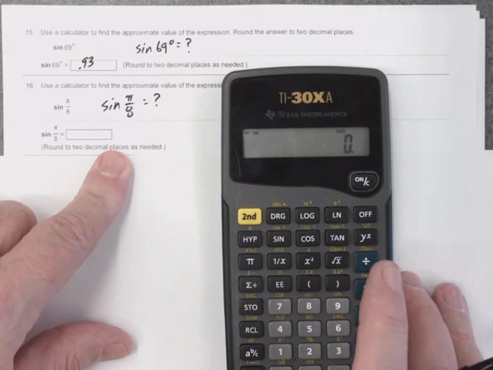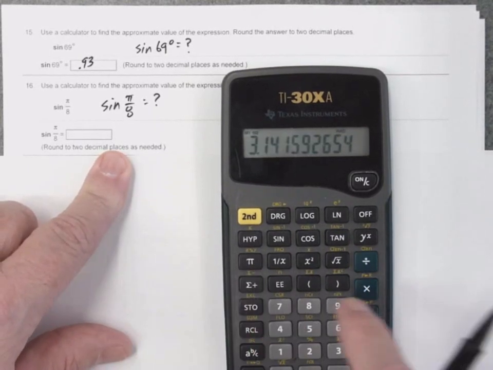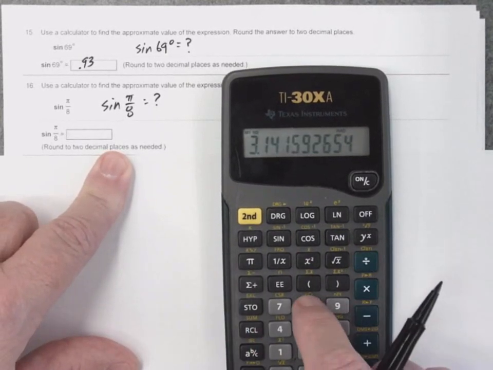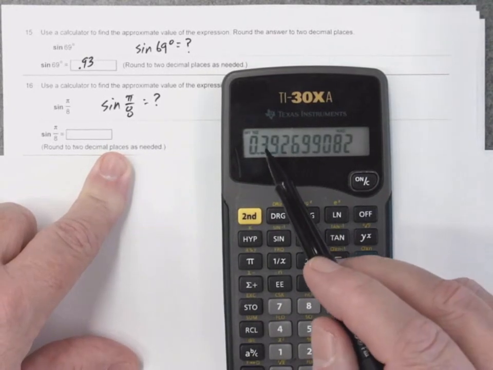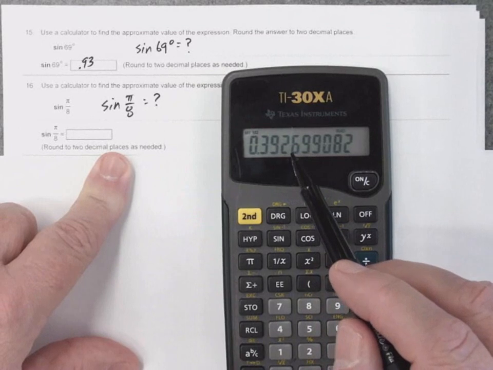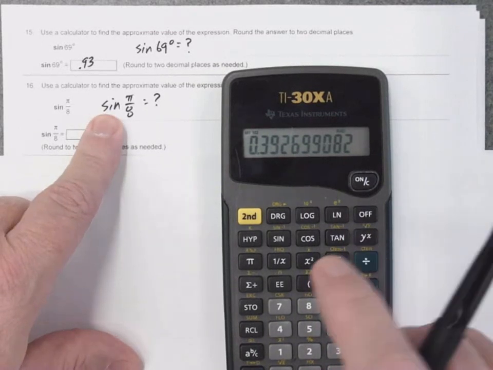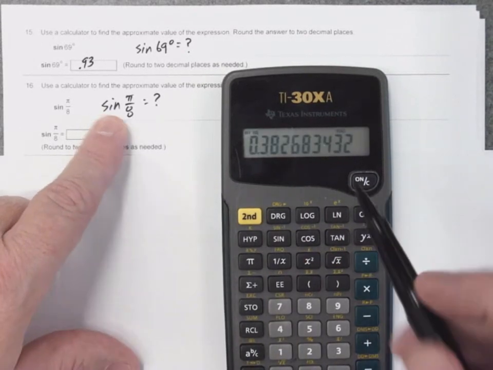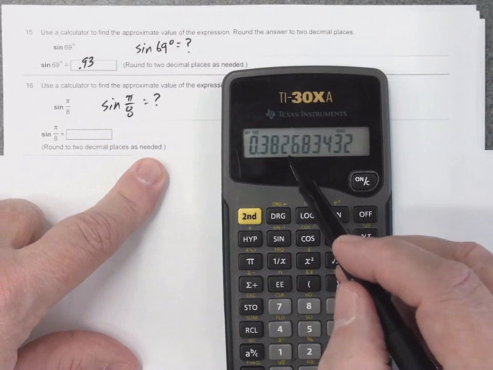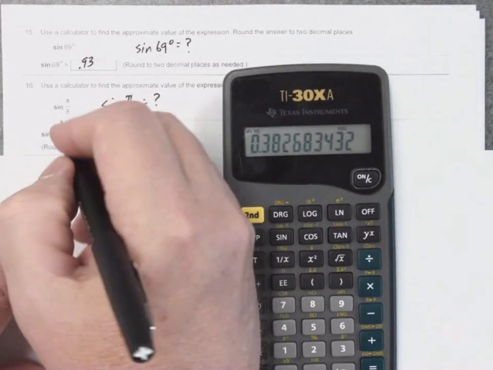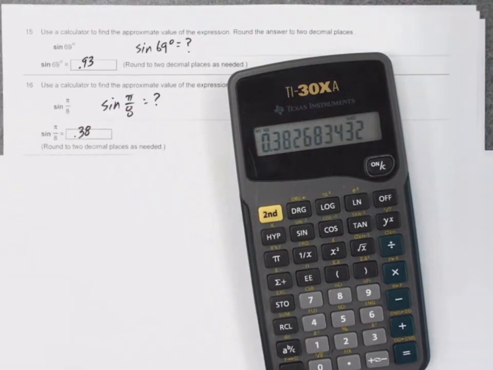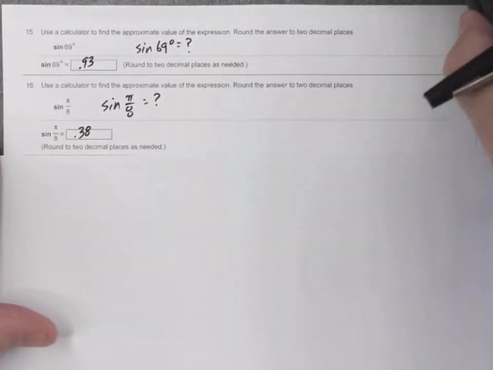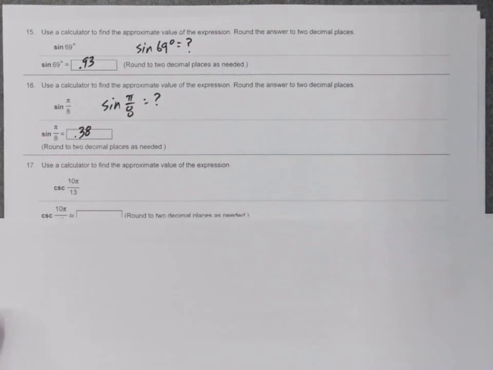So now I type pi divided by 8 equals. So pi divided by 8 is like 0.3926. But I'm going to take the sine of it, hit my sine key. 0.382, so 0.38. And that is correct. I think there may be one more.